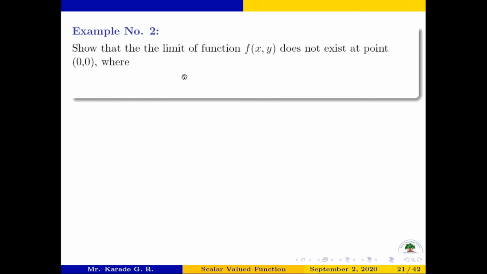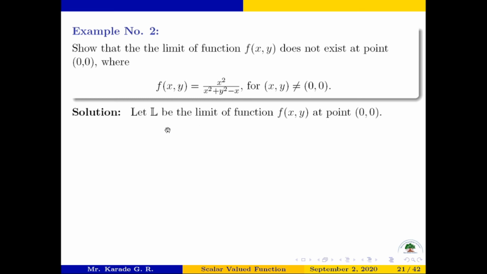Show that the limit of function f of x comma y does not exist at point 0 comma 0, where the function is given by f of x comma y equal to x square divided by x square plus y square minus x, for x comma y not equal to 0. Okay, so let us write the solution of that problem.